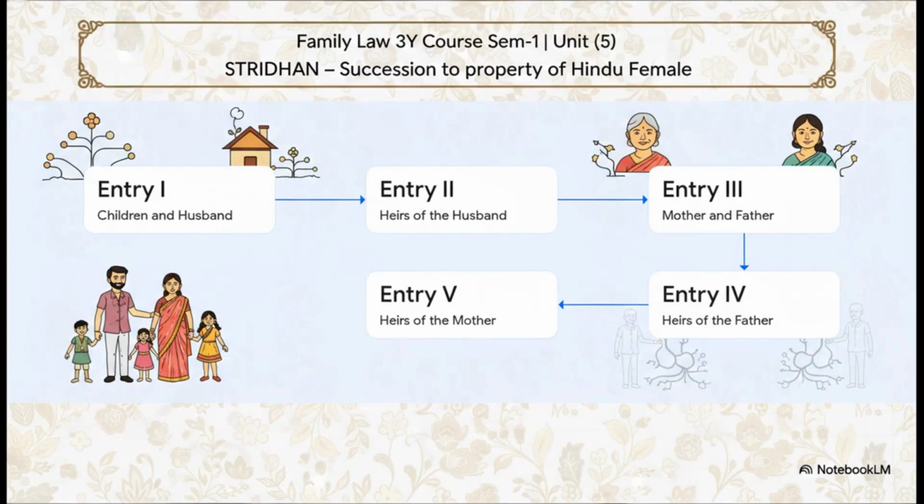The law sets up a very clear hierarchy, almost like a waterfall. The property first flows to entry 1, her children and her husband. If there's no one there, it flows down to entry 2, the husband's heirs. If that's empty, it continues down to her mother and father, then her father's heirs, and finally her mother's heirs. The crucial rule here is that if anyone in a higher entry exists, the property stops there. It doesn't go any further down the list.